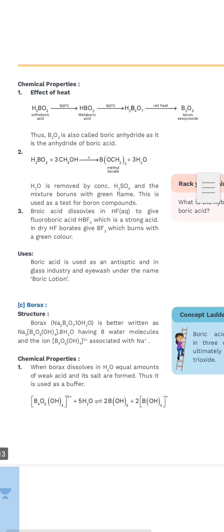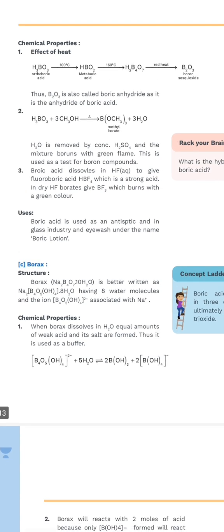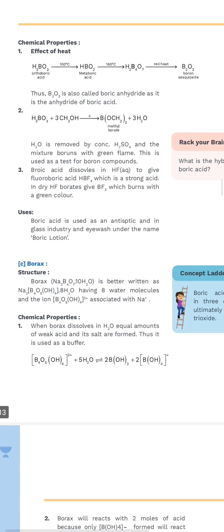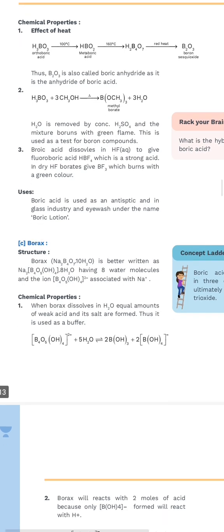So now chemical properties. First is the effect of heat. Thus B2O3 is also called boric anhydride as it is an anhydride of boric acid. Second, water is removed by concentrated H2SO4 and the mixture burns with a green flame. This is used as a test for boron compounds. Third, boric acid dissolves in aqueous HF to give fluoroboric acid, HBF4, which is a strong acid. In dry HF, borates give BF3, which burns with a green flame.